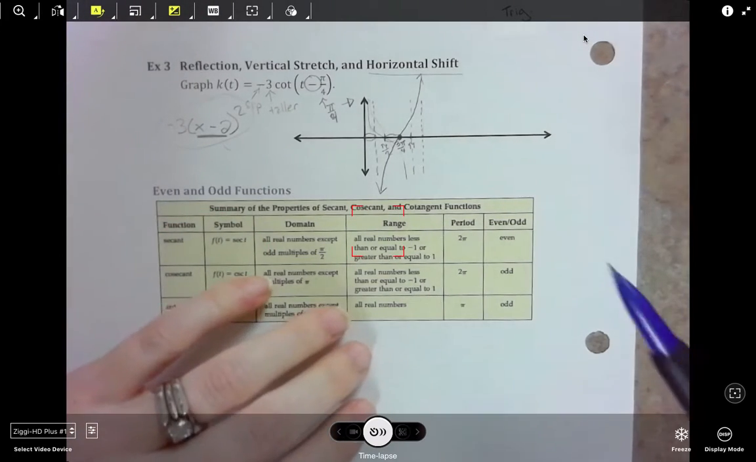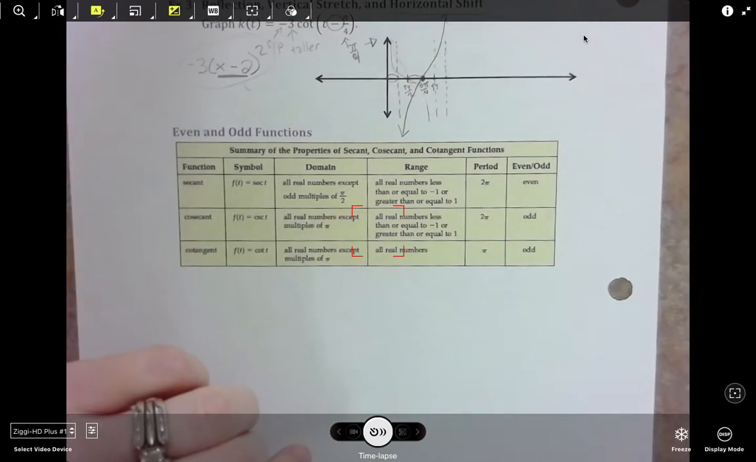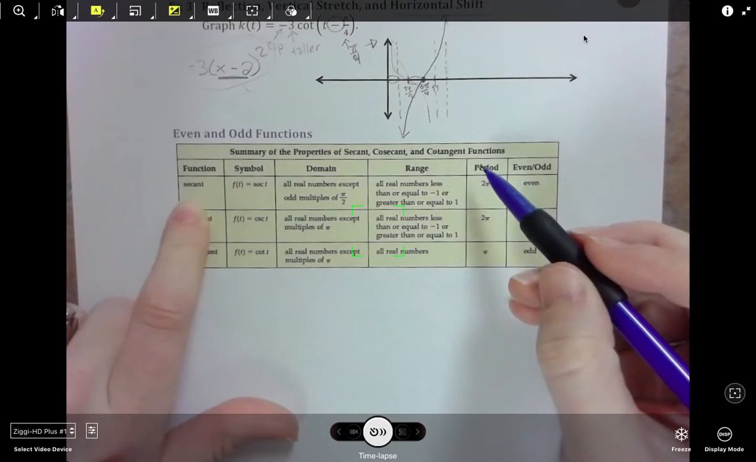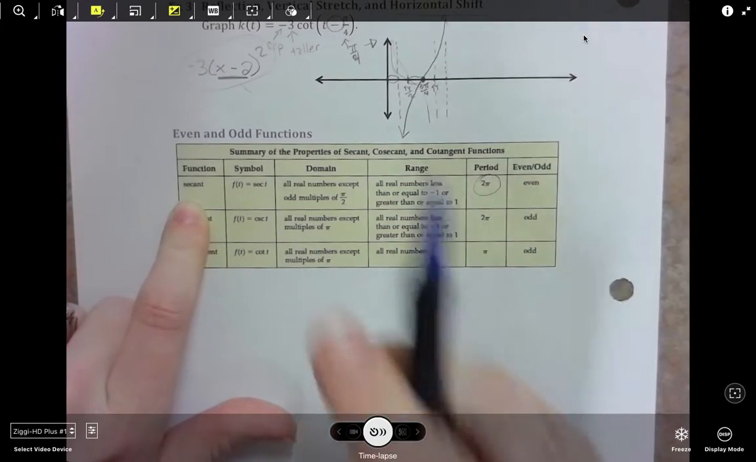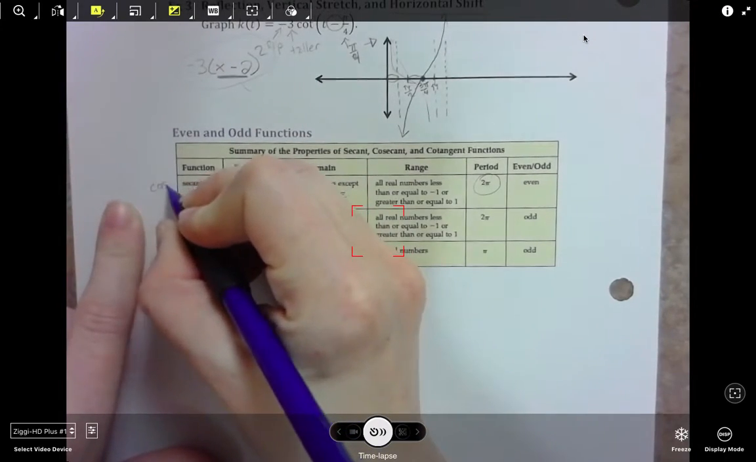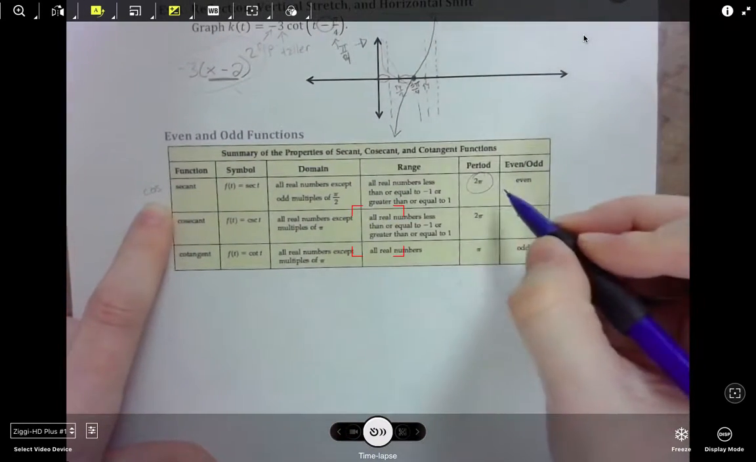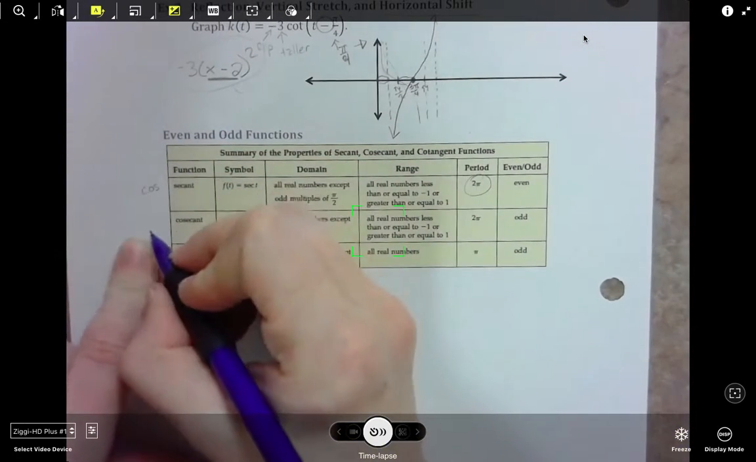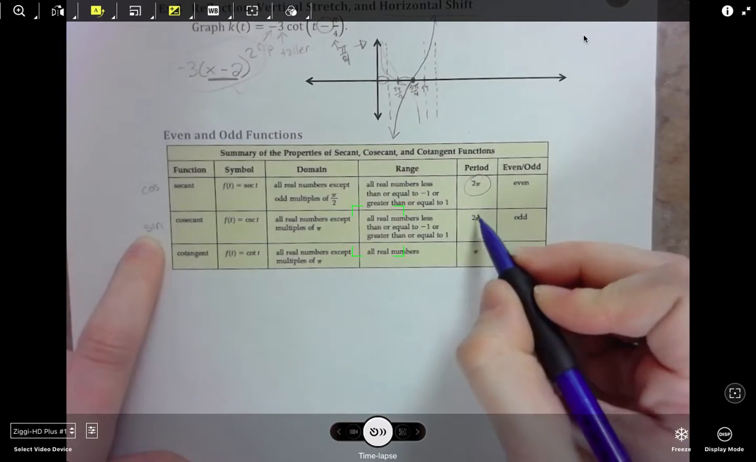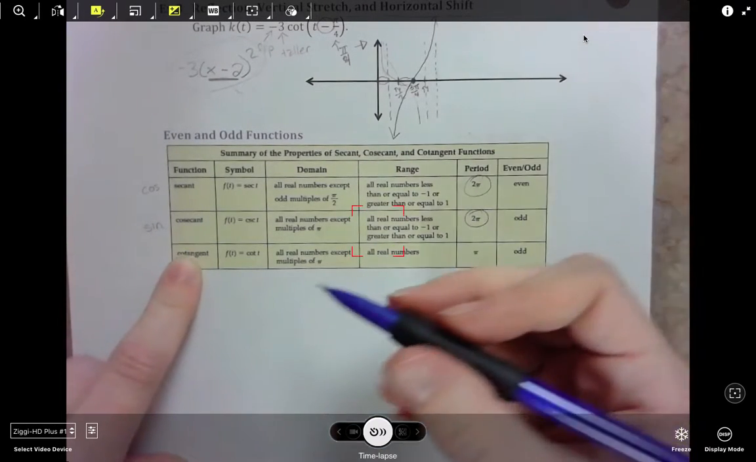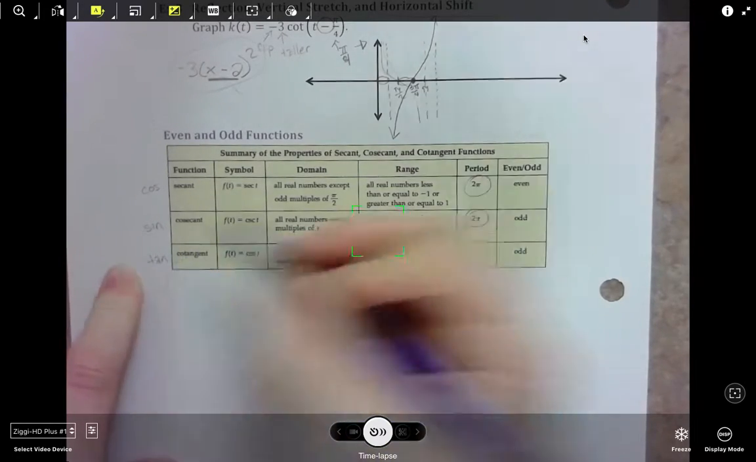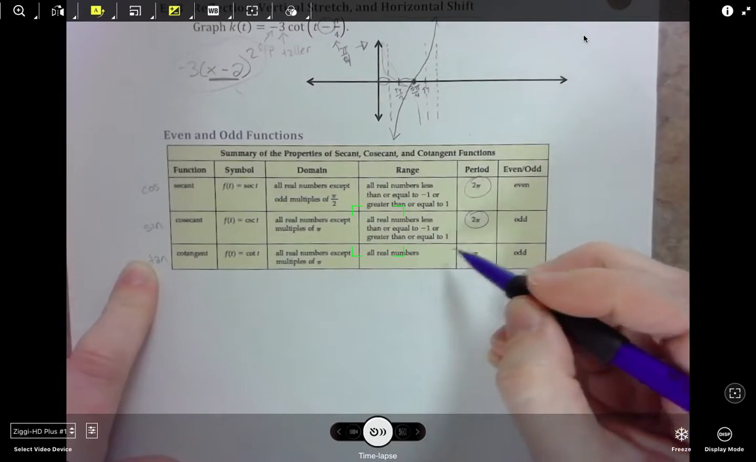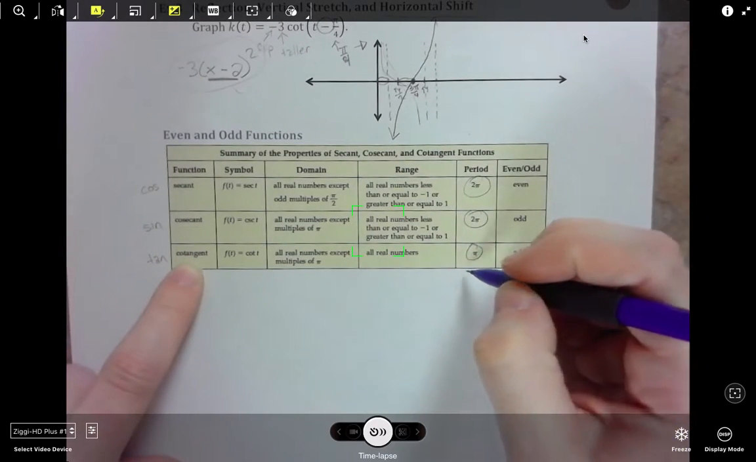So, all right, they give you a little chart down here, like they did with the sine, cosine, and tangent functions. Let's talk about the period first. Secant's period is 2 pi because cosine goes with secant, and cosine's period is 2 pi. One full cycle occurs in 2 pi. Cosecant goes with sine, and sine's period is 2 pi, so cosecant's period is 2 pi. Cotangent goes with tangent. Tangent has a period of pi because one full wave of tangent occurs in an amount of pi, so cotangent's period is pi.